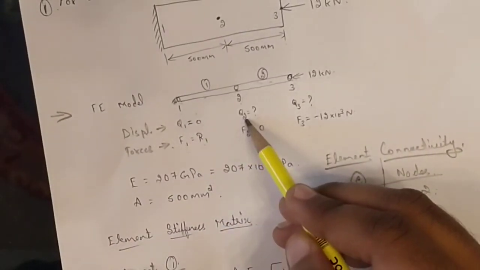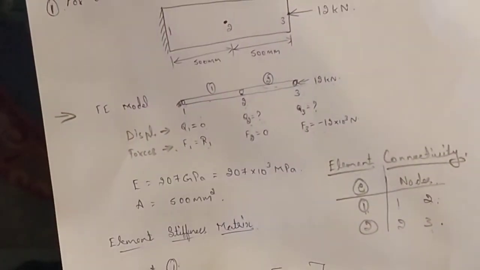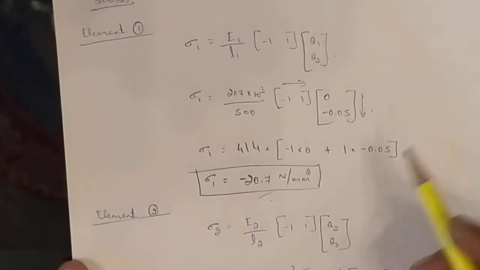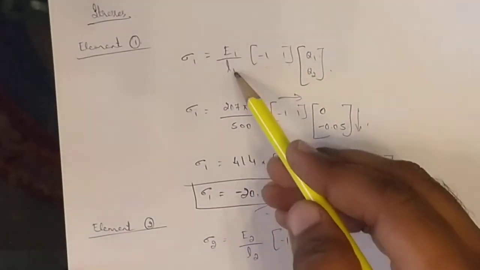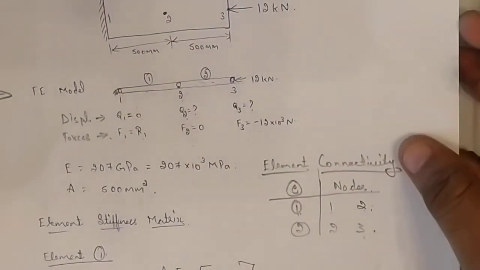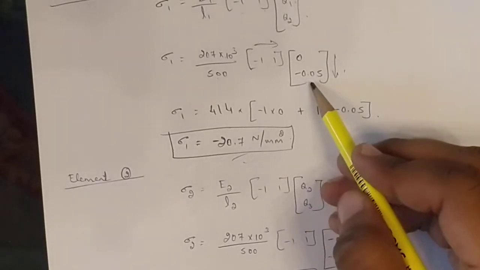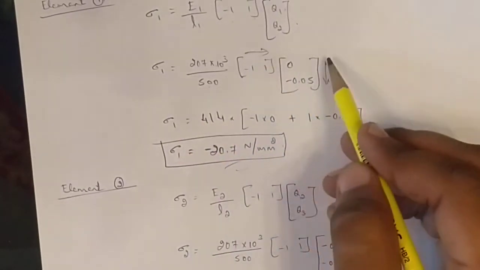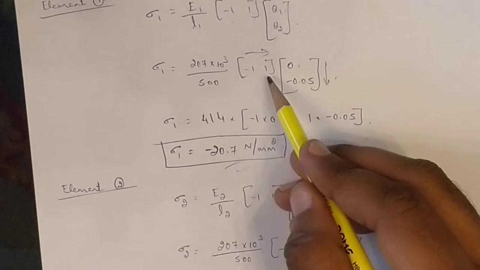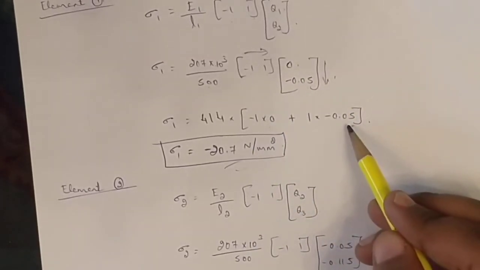Similarly, if you want to find the stress of element 2, it is Q2 and Q3. Is that right? Is it clear? So just substitute the values. You know the value of E, you know the value of L, minus 1, Q1 is 0, and Q2 we have also found out. So substitute the values, multiply this and this: minus 1 into 0, and 1 plus 1 into minus 0.05.